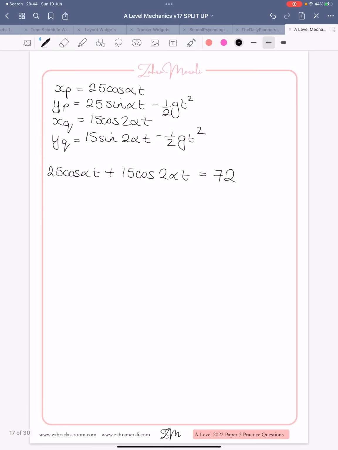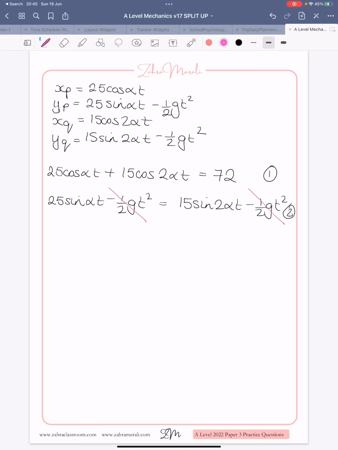We also know that when they meet, 25 sin alpha t minus a half g t squared equals 15 sin 2 alpha t minus a half g t squared. We've got two equations here, and we're going to try and use them to find what we need, which was the direction of motion at impact and the height.